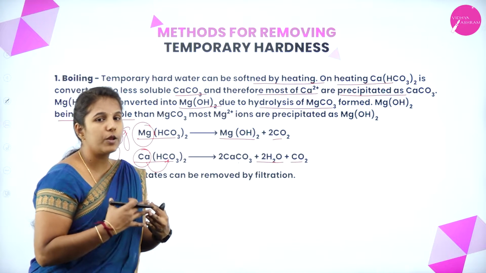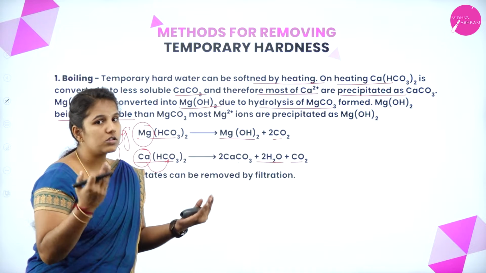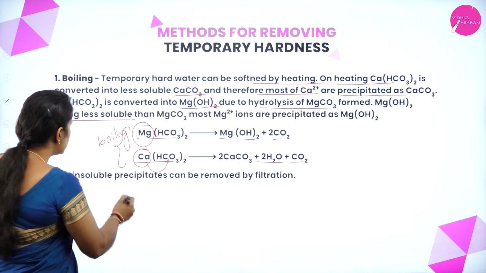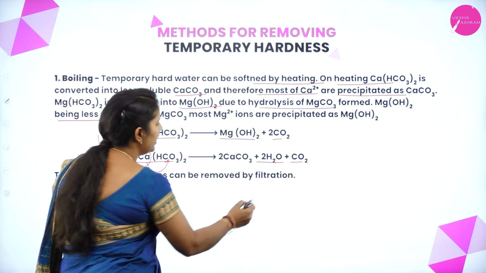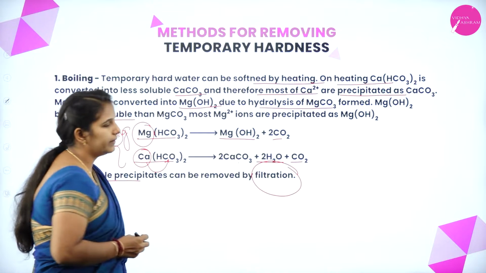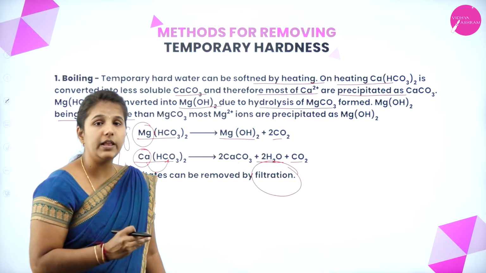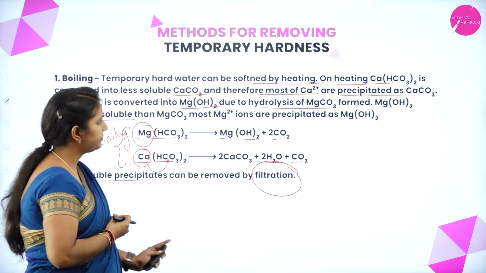This process of removing the temporary hardness of water by boiling is also known as what? Softening of water. The insoluble precipitate can be removed by filtration later, and pure water will be taken out. This is how, by simply boiling, we can easily remove the hardness of water.